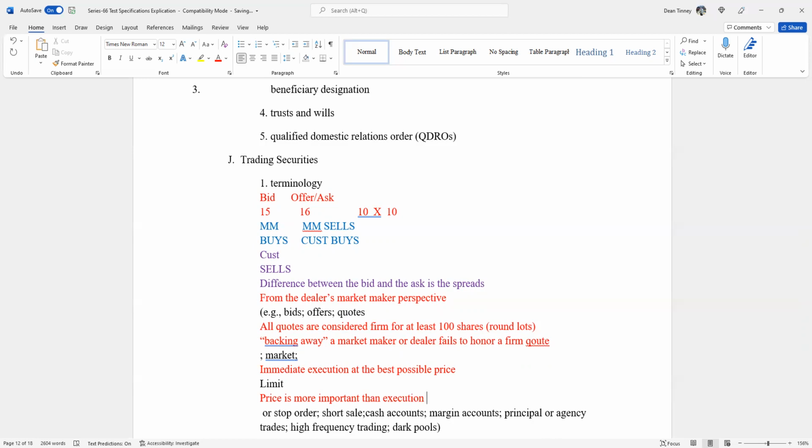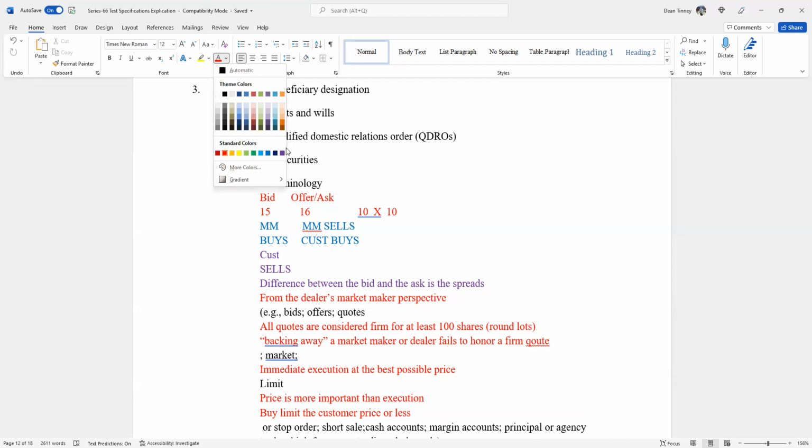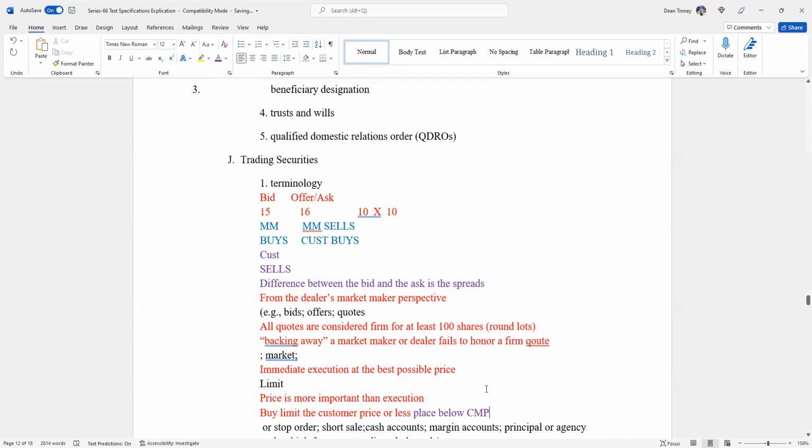As a buyer, it's your price or less on a buy limit, let's put that. The customer's price or less. And that would be placed below the current market price. CMP means current market price.